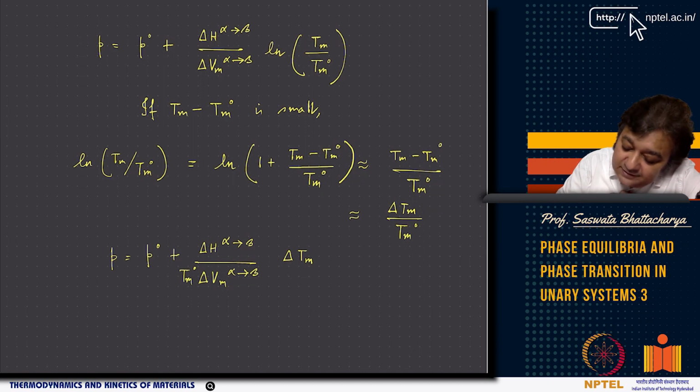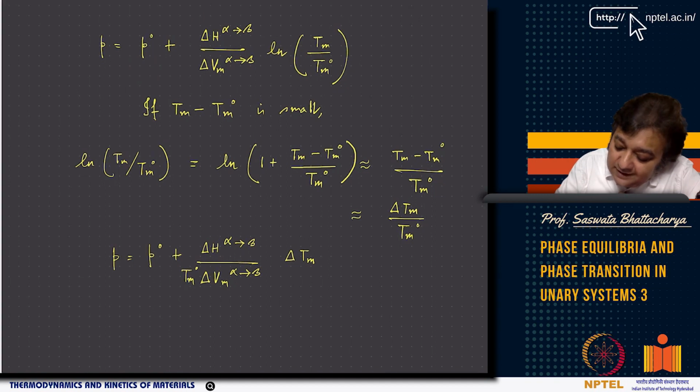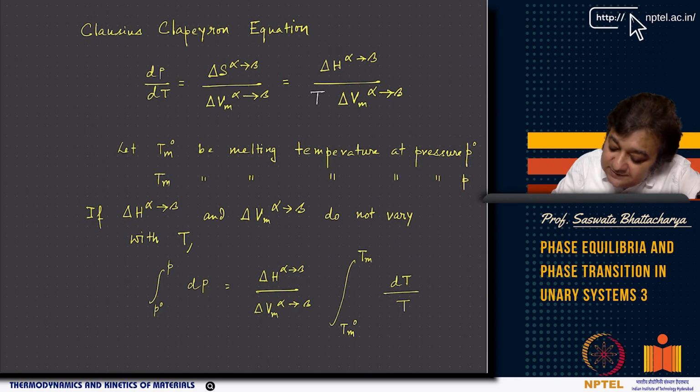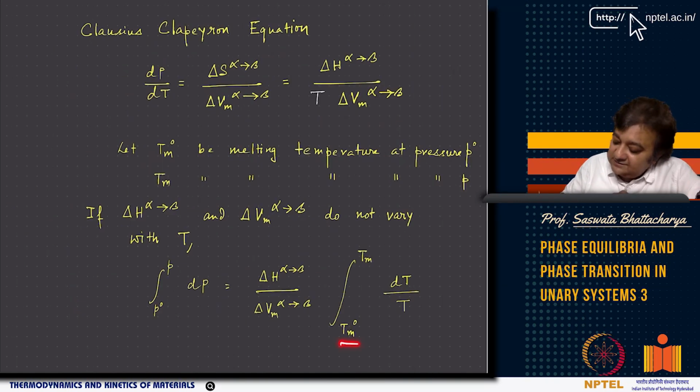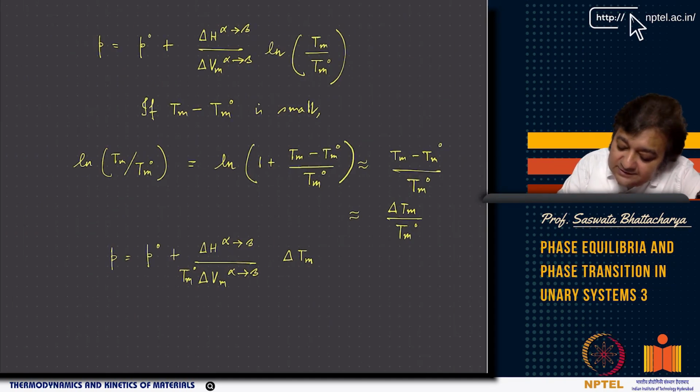This guy basically I know, once I know this term, then I have P equals to P naught plus this term into ln, right? Because dT by T is nothing but d ln T. So which is basically, if I integrate it, is ln Tm by Tm naught, because Tm naught and Tm are the integration limits, right? This is the lower limit, this is the upper limit. So this is ln Tm by Tm naught, right? ln Tm by Tm naught, and this term.